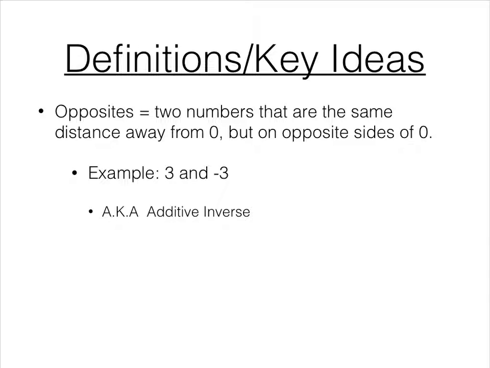Opposites are two numbers that are the same distance away from 0, so they have the same absolute value, but they're on opposite sides of 0. So an example would be 3 and negative 3.